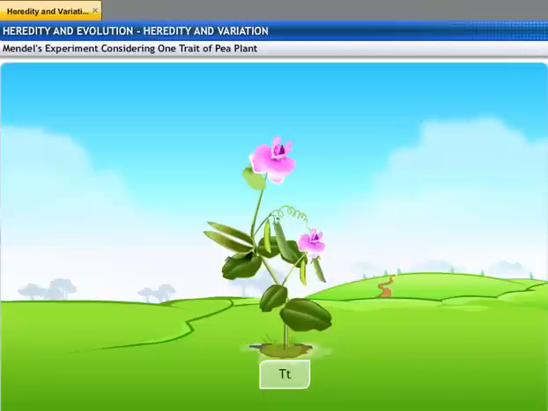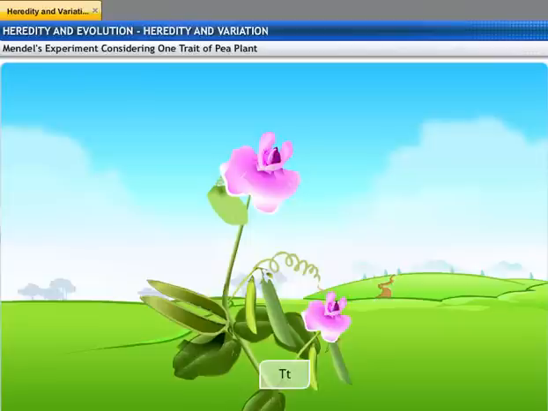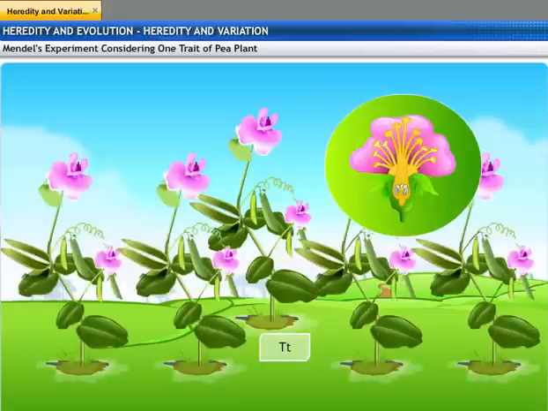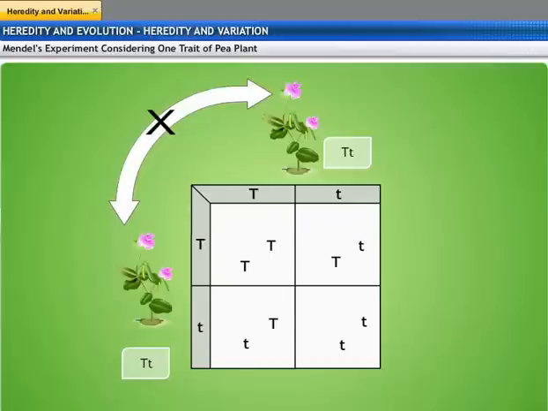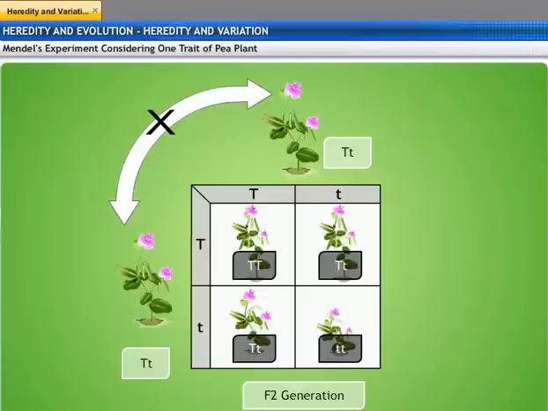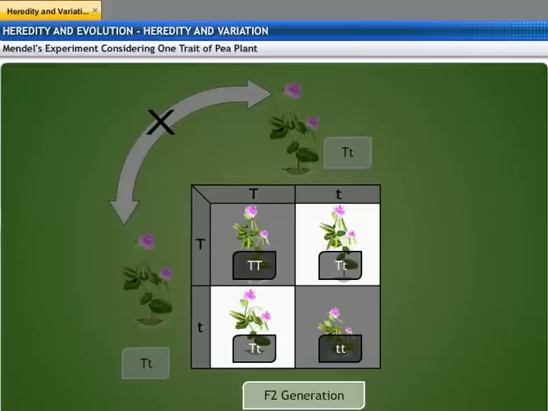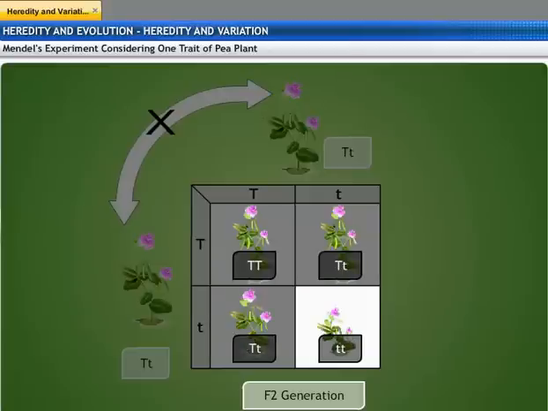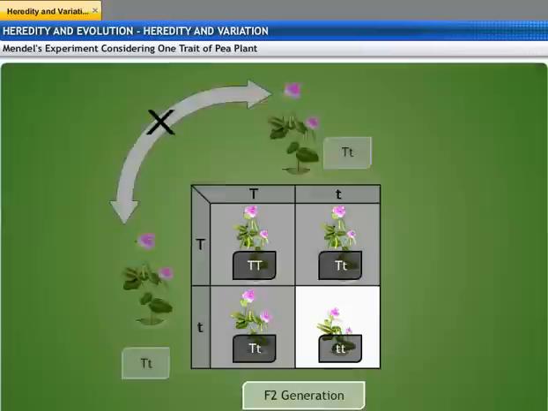Next, Mendel allowed the F1 tall plant of the genotype Tt to reproduce by self-pollination. As a result of random fertilization, the resultant zygotes can be of the genotypes TT or Tt or tt. Interestingly enough, the second generation or F2 progeny were not all tall. Instead, 1/4 of them were short. This indicates that both the tallness and shortness traits were inherited in the F2 plants.